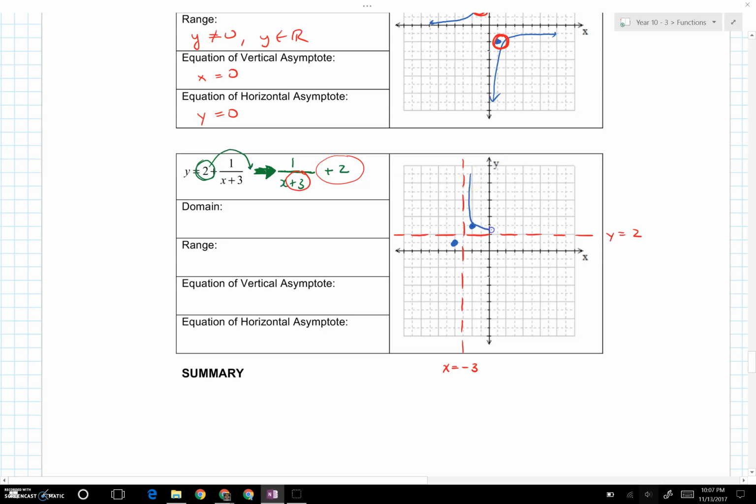I then draw in my lovely curves. I try and hug the asymptotes so I don't actually hit them. I don't actually touch them, but they hug the asymptotes. Now here, if I look at my domain, x is everything but -3. And my range is everything but 2. And here I've already listed the equation of the vertical asymptote, which is x equals -3. Notice I put it on my diagram. Please do so. And my horizontal asymptote is y equals 2.